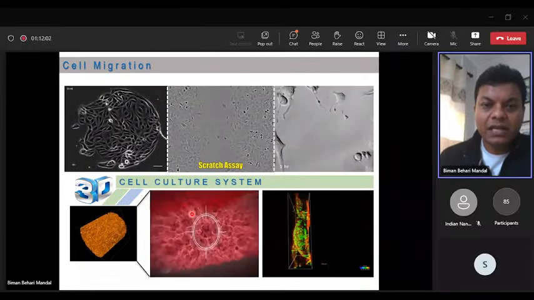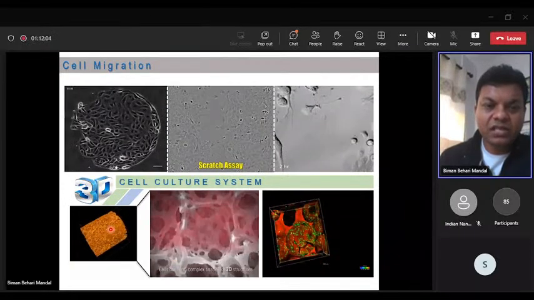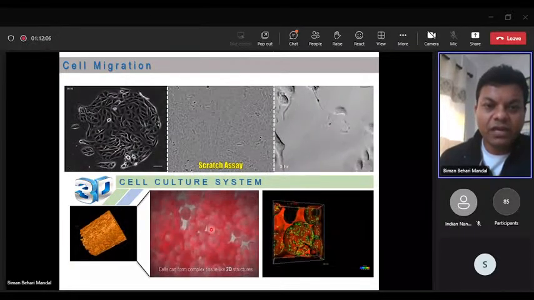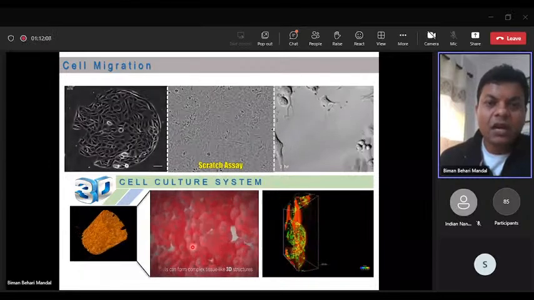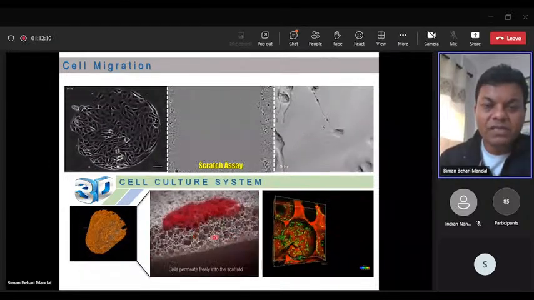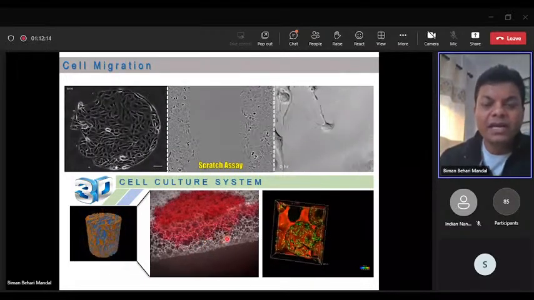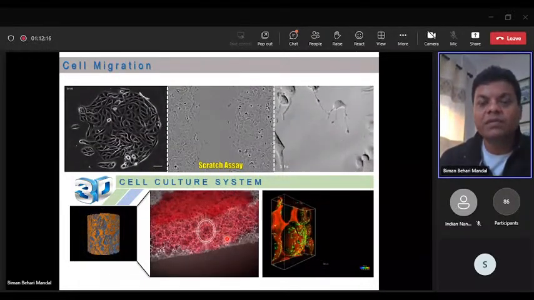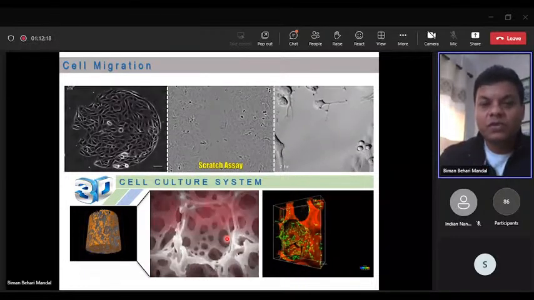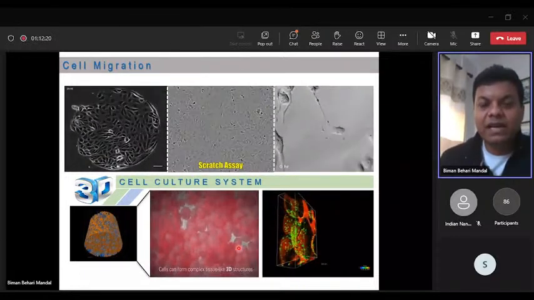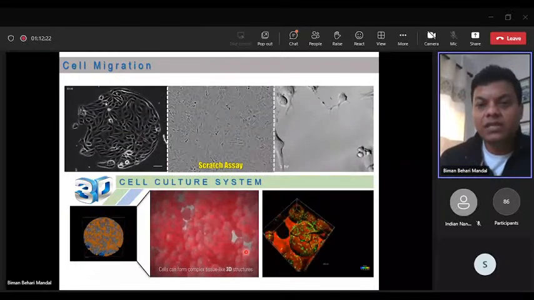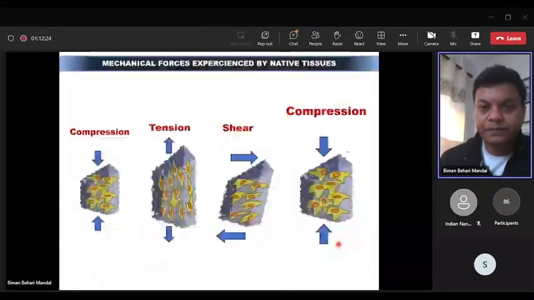Also, as I was saying, the scaffolds are 3-dimensional structures. Imagine this is the scaffold and these are the cells seated on top of it. When the scaffolds have certain properties, they allow these cells to grow and proliferate inside them, through their pores and the interconnectivity that they have, and that is how the tissue is replicated with time.